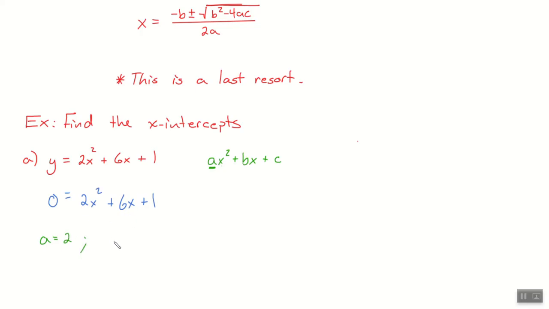A is 2. Looking at this, b for bice. What is b in this equation? 6. It's the number right here. Notice it's a positive 6, right? So 6. And c, Chetty, 1. If you can identify a, b, and c, you're through like half the battle.